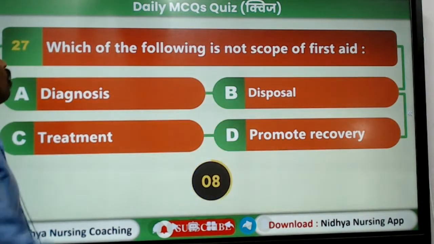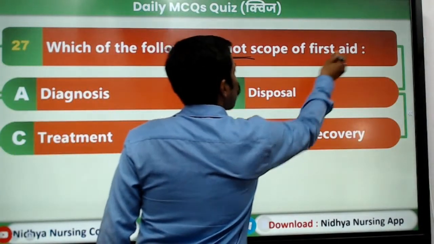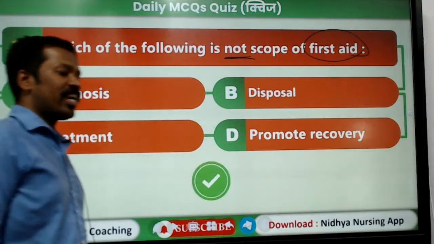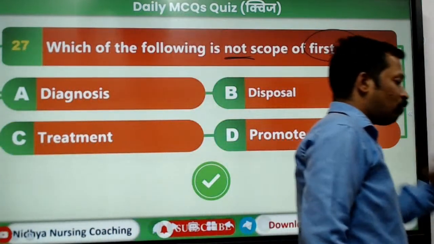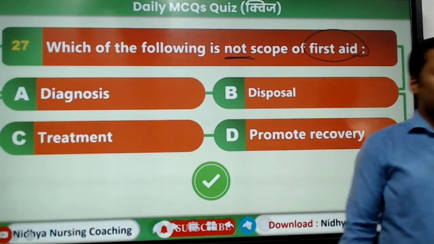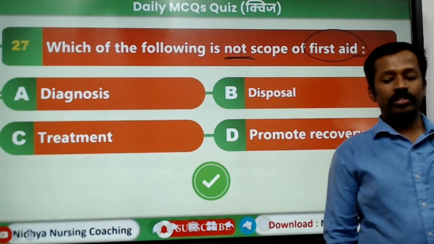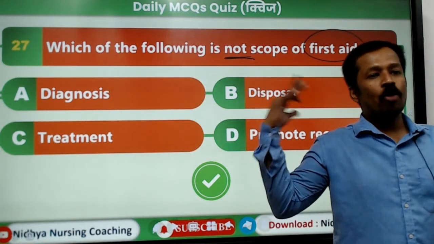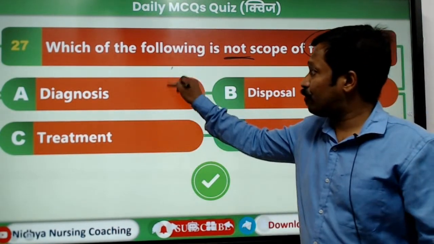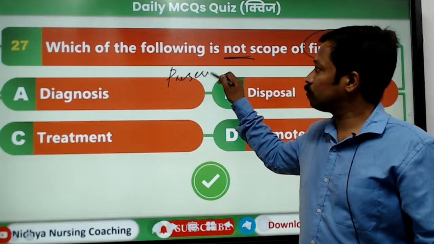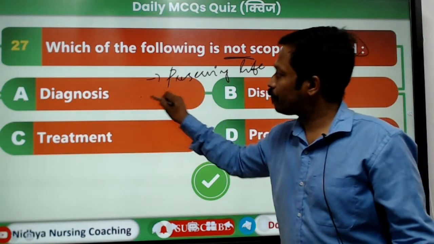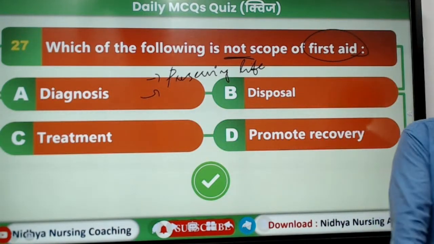So which of the following is not a scope of first aid? Not a scope of first aid. So what are the scopes of first aid? Yeah, just right. Preserving life. Other than that, any option they can give. First one, preserving life.